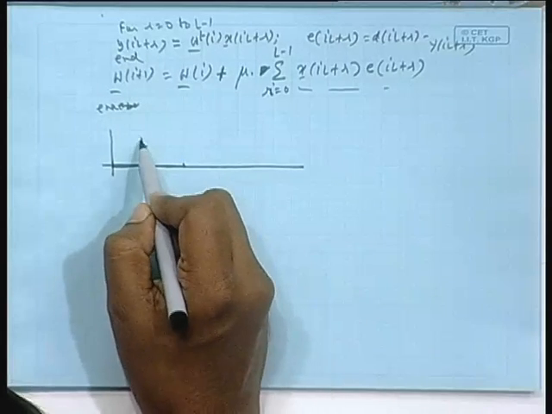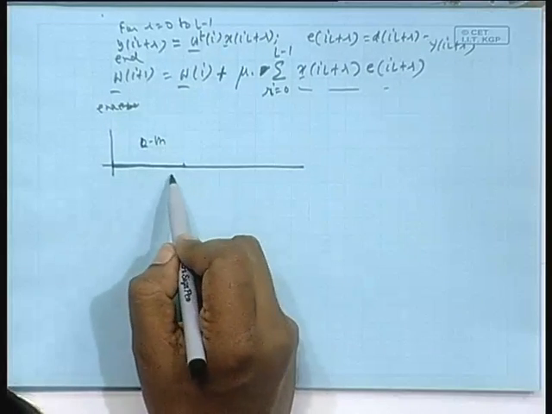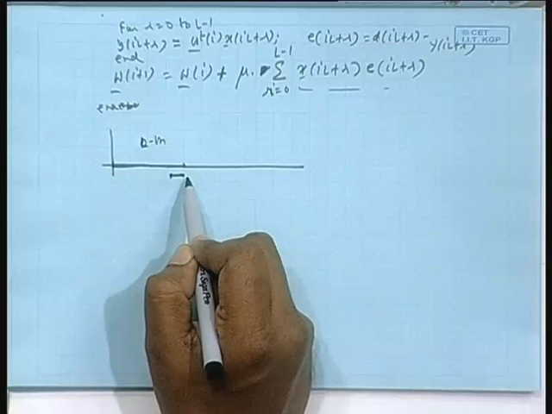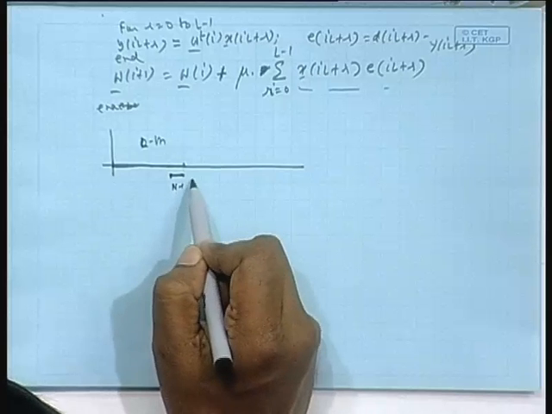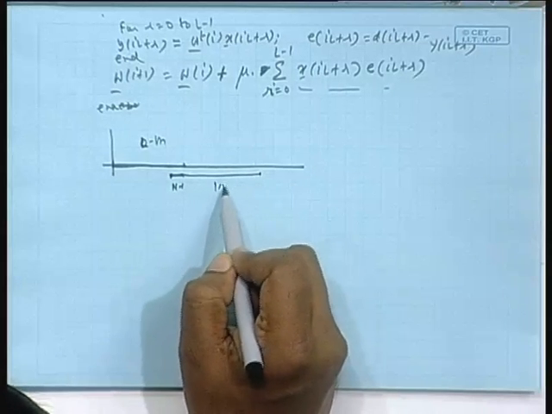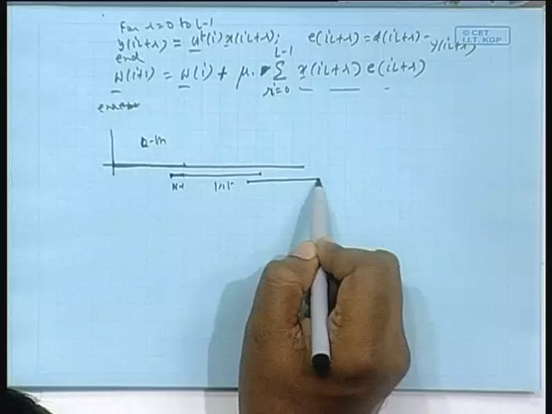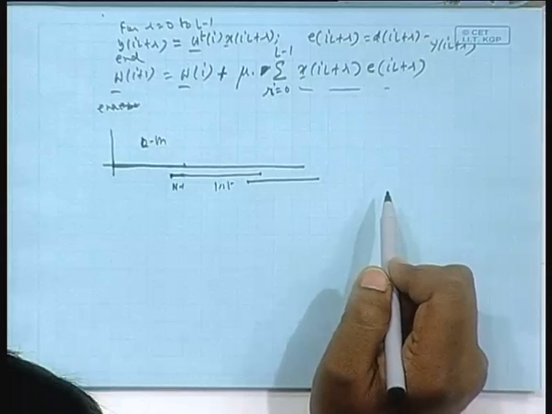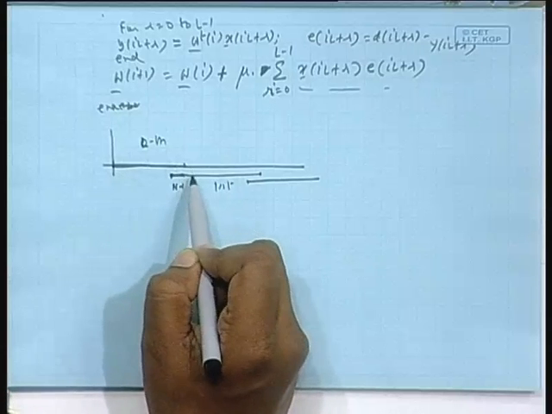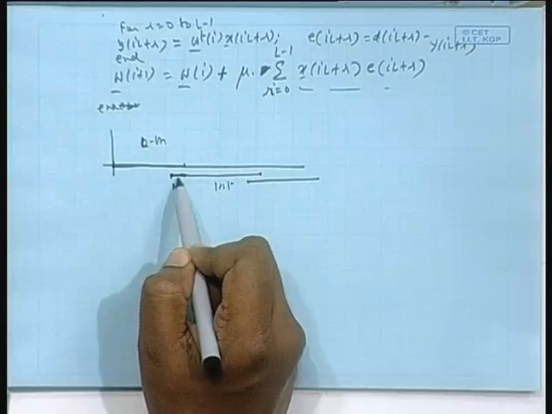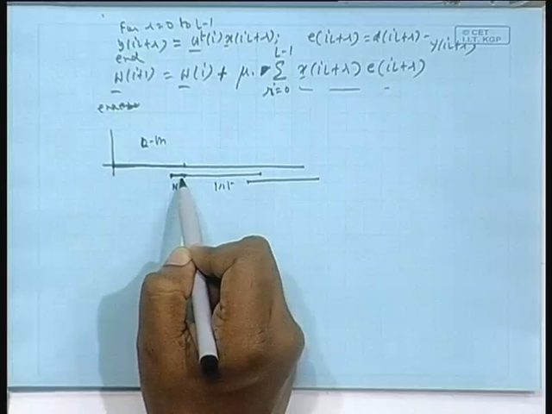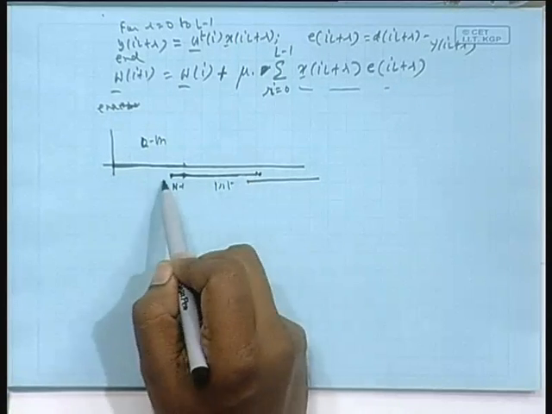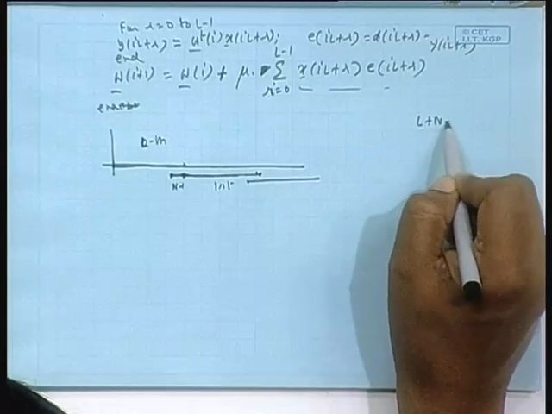So, this is the 0th block, length L. I will start the next block somewhere here, so that there is an overlap of N minus 1 samples. This will be my next block's first point. Earlier it was 0 to L minus 1 and the next would have started at L. Now, it is starting at N minus 1 to the left of L, and then it is going up to L plus N minus 1, so the new length is L plus N minus 1.